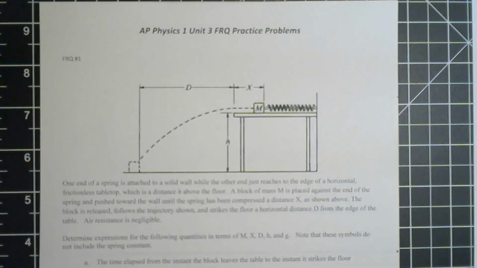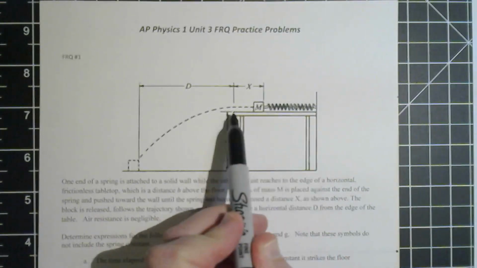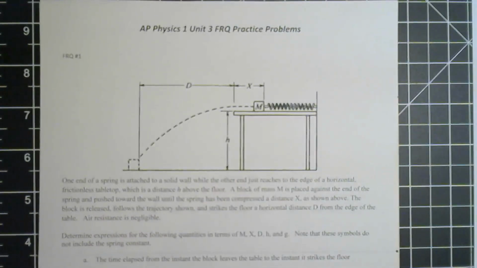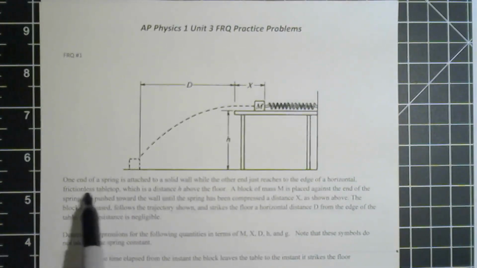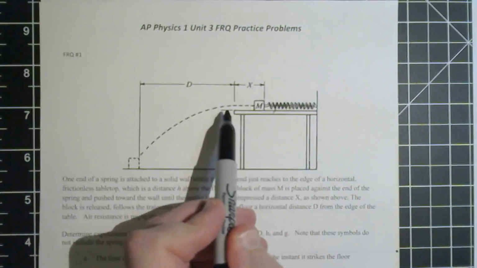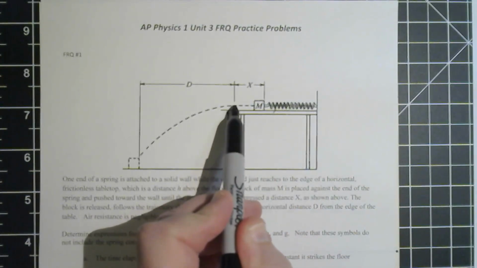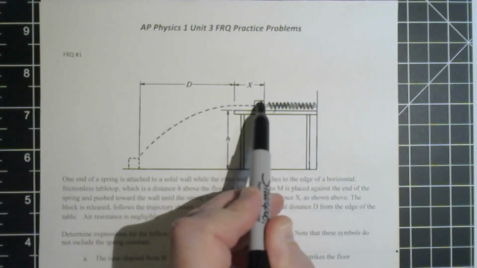Alright, so for this first question, this is an old AP Physics B question. And the scenario is we've got a block of mass M sitting on this tabletop, and it says that the tabletop is frictionless, so we don't have to worry about any kind of friction going on up here. And what we're going to do is start off the block at the edge of the table and then compress the spring backwards a distance x.